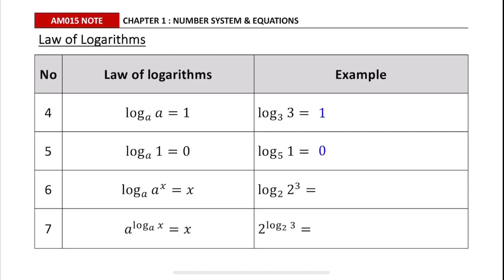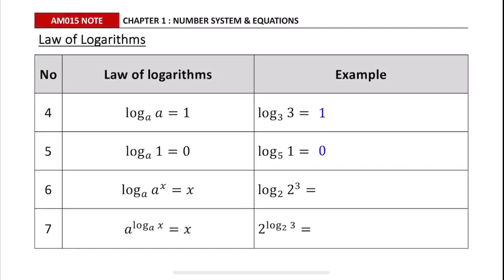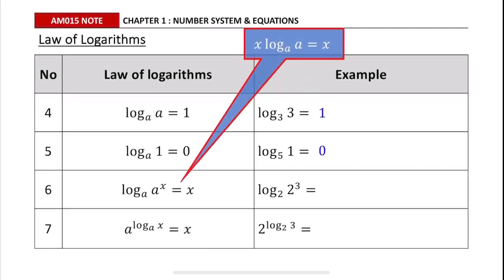The sixth law is log base a of a to the power of x is equal to x. This is because we can apply the power rule, where we transfer the power of x to the front of the log. Since log base a of a is equal to 1, the answer is just x. Then for the example of log base 2 of 2 cubed, the answer is 3.